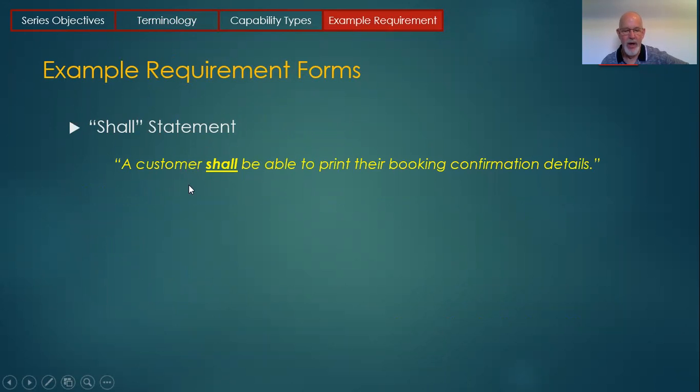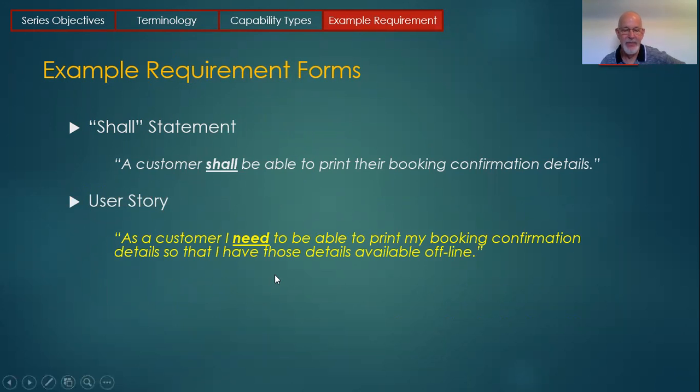You often see requirements written: a customer must be able to do this, or a customer should be able to do this. Okay, that implies some priority, and priority we will deal with separate from the textual requirement. A user story is very similar to this, actually. We could produce that same requirement in user story fashion.